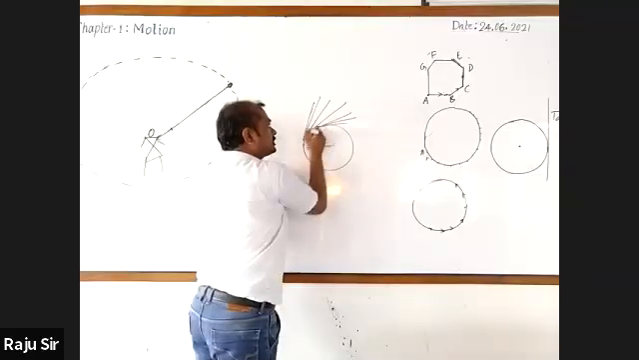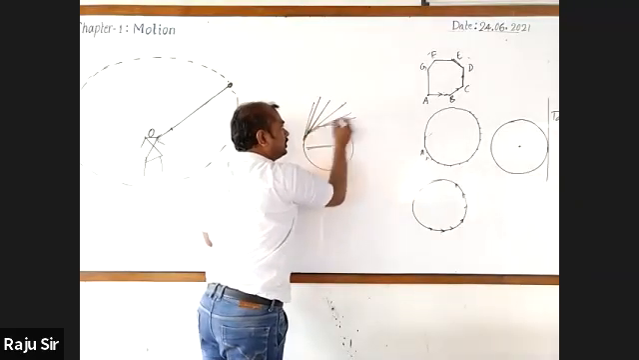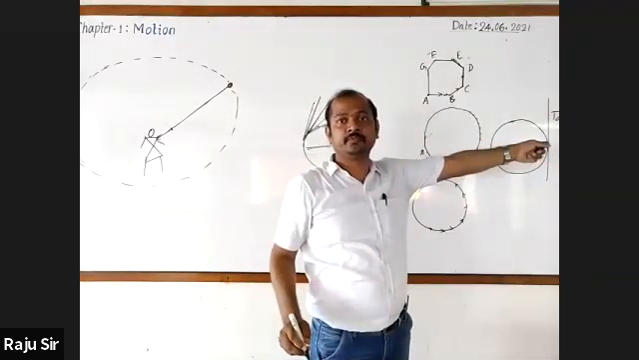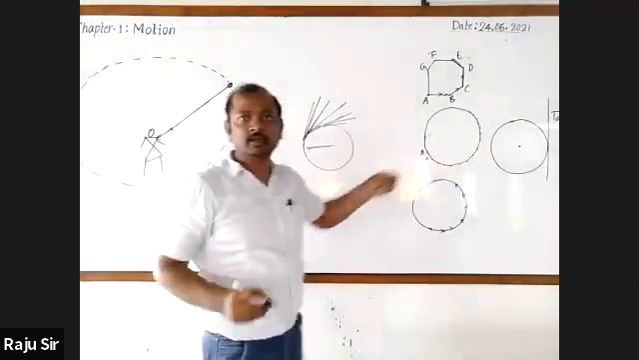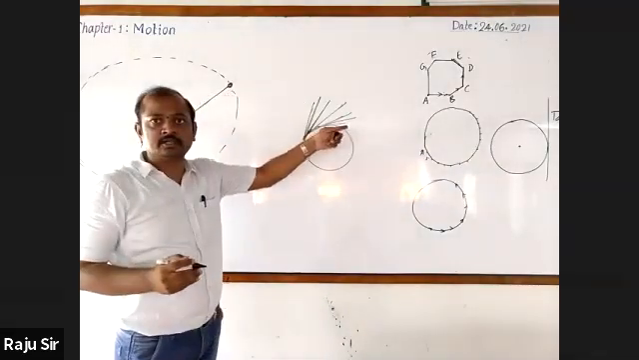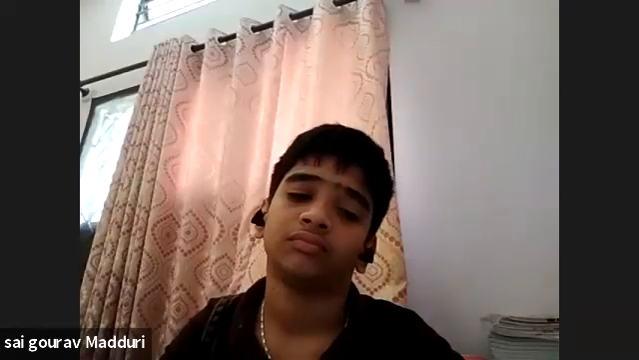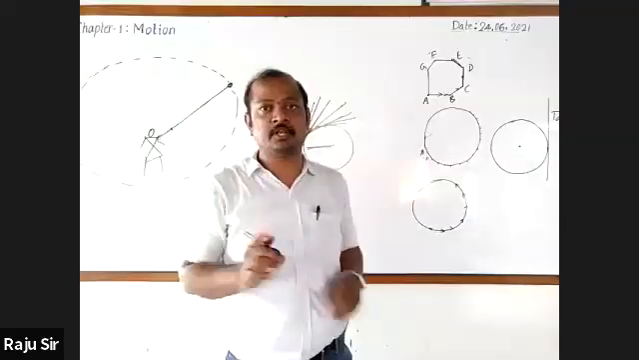And the direction of the spark is to be termed as tangential direction. Got it? Tangential direction. In the same way, if any body is moving in a circular path, it will be moving in tangential direction.